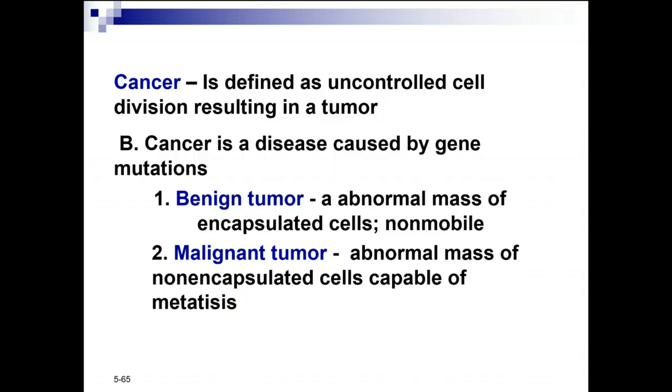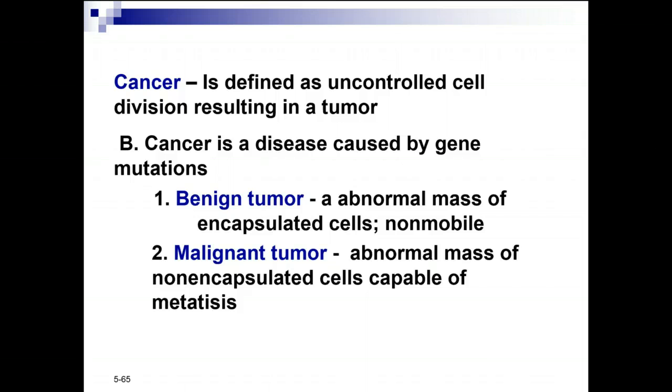So mutations in DNA can cause failure of the checkpoints in the cell cycle. Failure of these checkpoints can lead to uncontrolled cell division, which results in a tumor. This is the definition of cancer. Cancer is a disease caused by gene mutations.